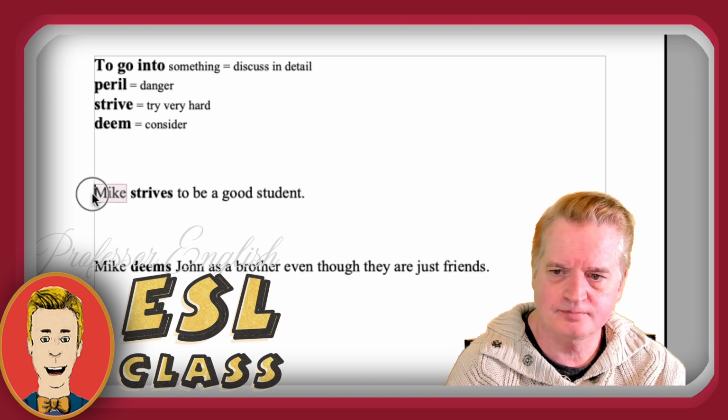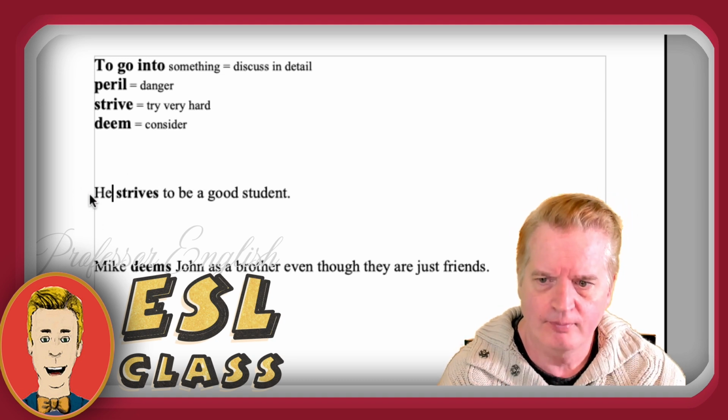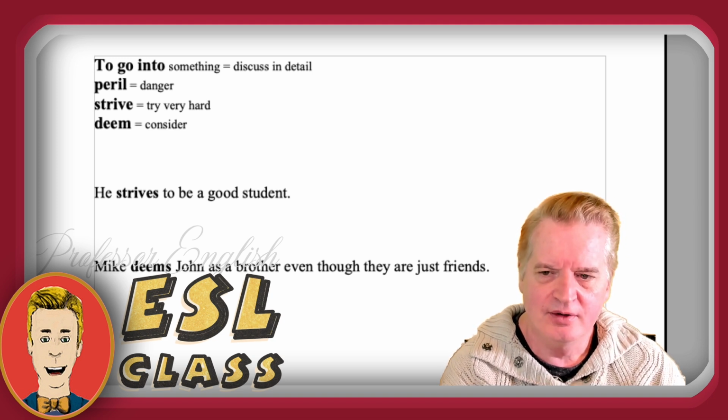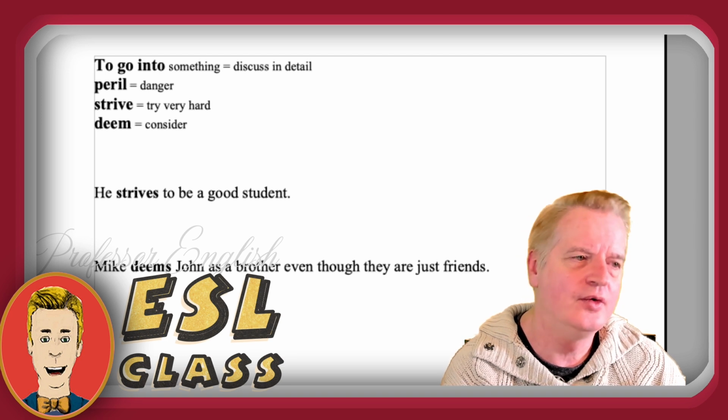Can you read our example sentence? Mike strives to be a good student. Yeah, we'll just say he. I'll just change it to he. Say it again. Use he. He strives to be a good student.